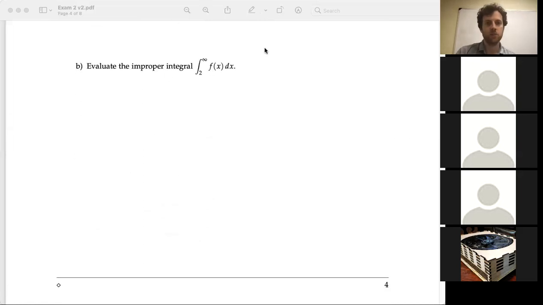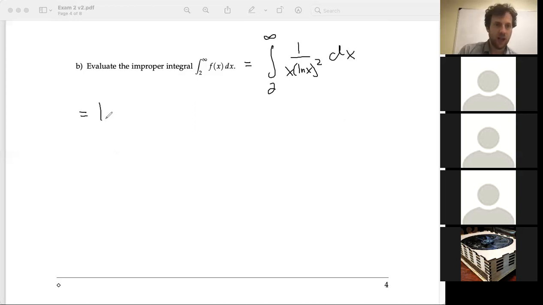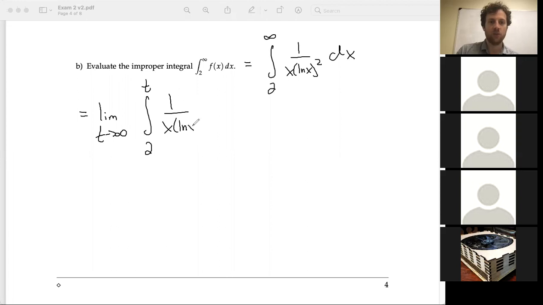So this part was the integral from 2 to infinity of 1 over x times natural log of x squared dx. First, it's improper, so write it as a limit. And in this case, unlike the last one, the infinity makes it clear which of these has to get turned into the new variable t. So we integrate from 2 up to t of our function, 1 over x natural log of x squared.